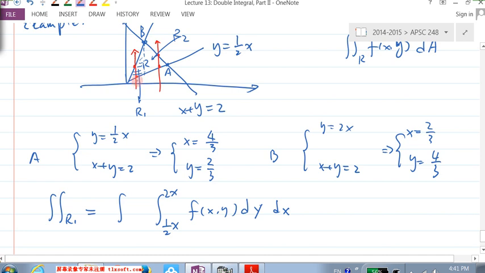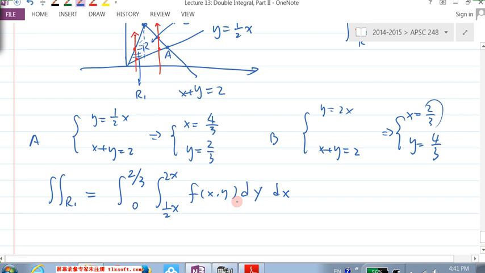Not the total R, just R1. So basically starting at 0 and ending at this location, so x goes from 0 to the x coordinate of B, which is 2 over 3. Is that good? If you know the function, you can calculate this one. That's pretty straightforward.